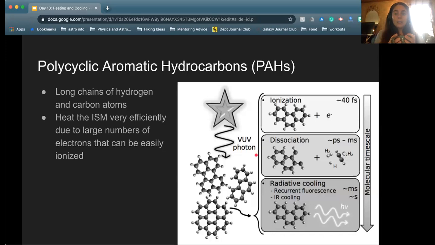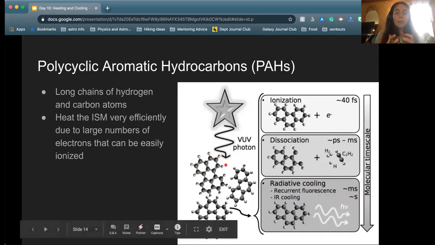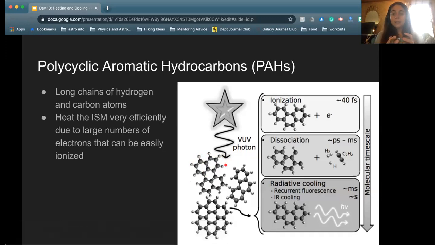Then we have our PAHs, our polycyclic aromatic hydrocarbons. So these are long chains of hydrogens and carbon atoms. Here the darker particles represent the carbons, whereas the lighter particles are the hydrogens. And they are very efficient at heating the ISM because they have a large number of electrons that can be easily ionized. So when they're hit by UV light from stars, they can eject electrons or dissociate, break apart. And those different parts, or those electrons, will carry kinetic energy into the gas, heating things up.